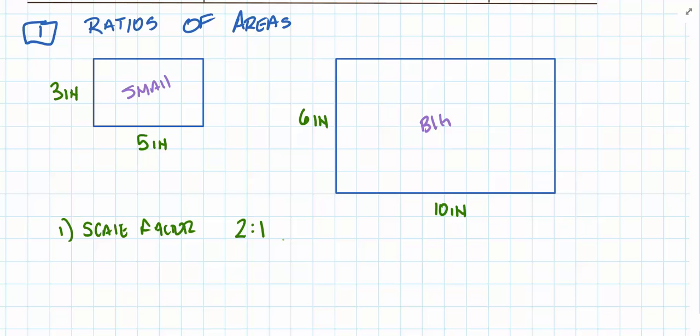Wouldn't it be like 1 to 2? Well, I did big to small. I just did big to small. Okay? So the second thing I want you to do is give me the perimeter.